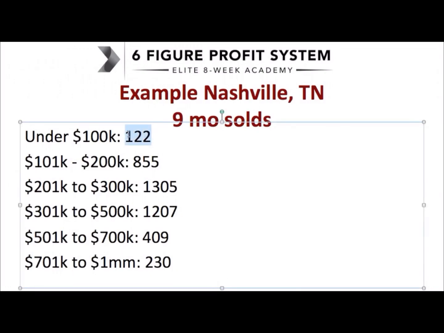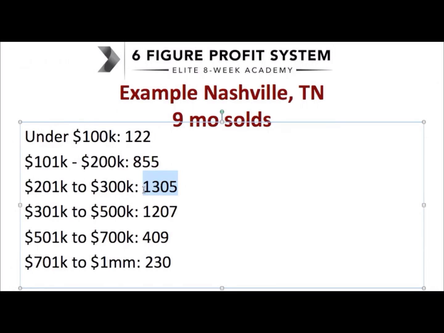So there were 122 solds under 100, 855 between 100 and 200, 1305 between 200 and 300, 1207 between 300 and 500, and 409 between 500 and 700, and 230 between 700 and 1 million. So clearly the highest volume price point is the 200 to 300.